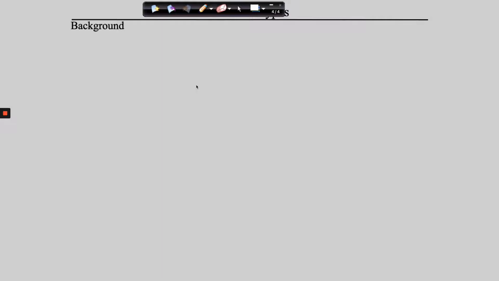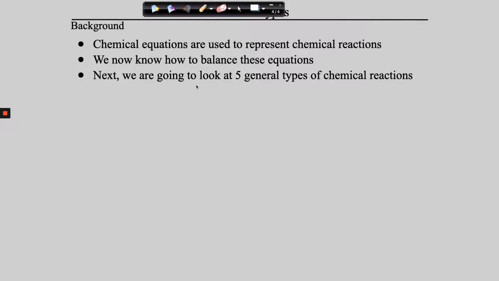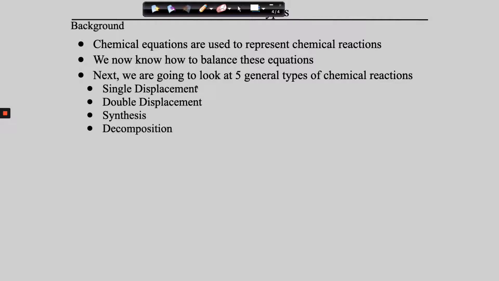Now guys, please do not write this down. This is not for today, but I want to share this with you now. We know chemical equations are used to represent reactions. We know how to balance them. Today we're going to talk about these 5 general types of reactions. But these are them. Do not write them down. This is basically our to-do list for the day.